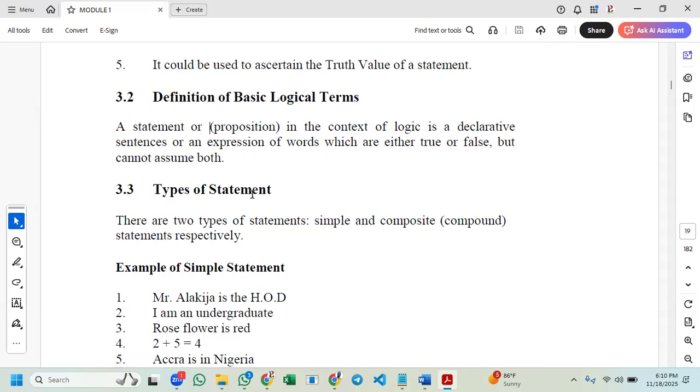Now, types of statement. Do you understand the definition of statement now? Yes. I'm also jotting down.